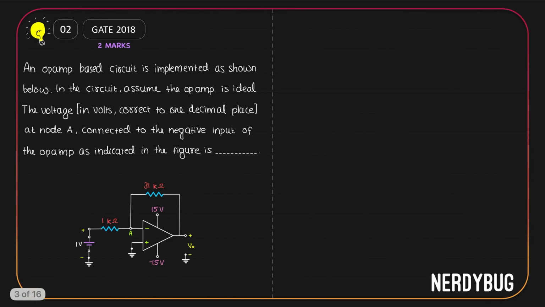Let us see the next problem. We have a circuit given over here and the OpAmp is ideal. What we have to find out is the voltage in volts, correct to 1 decimal place, at node A, which is over here, connected to the negative input of the OpAmp.